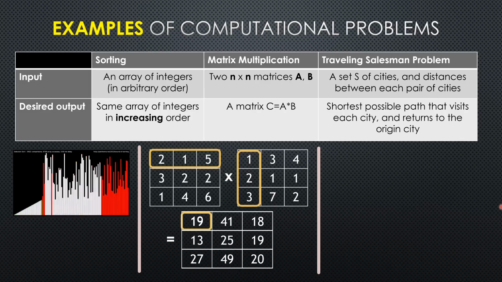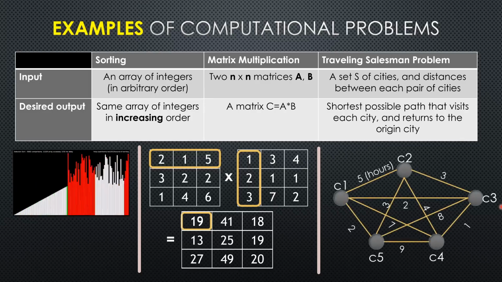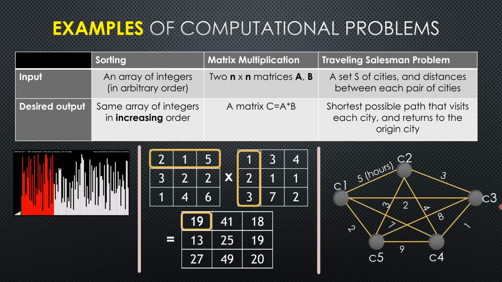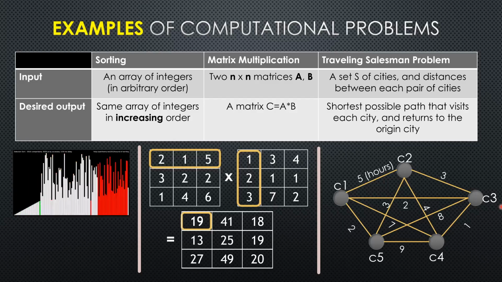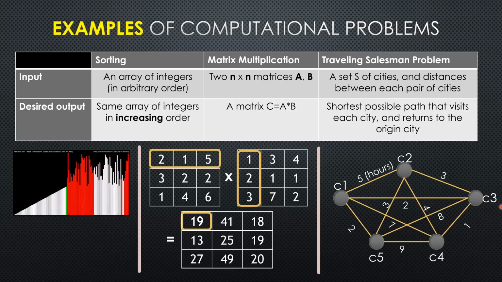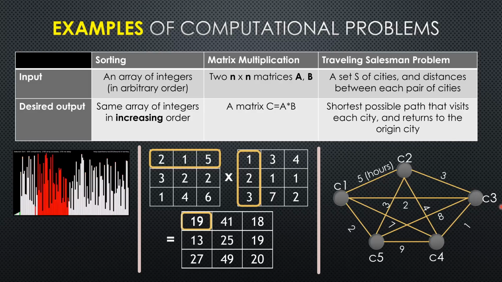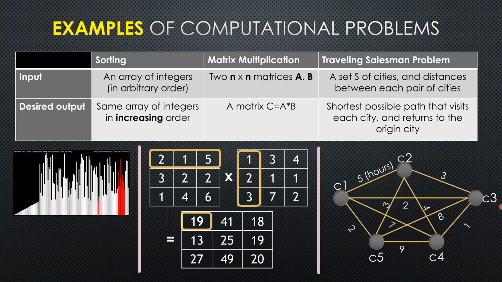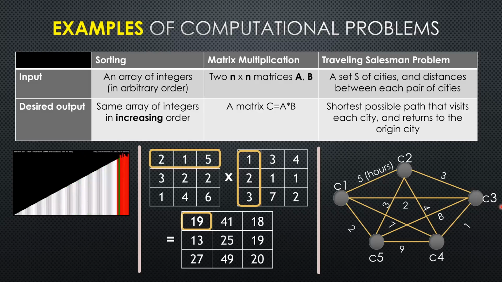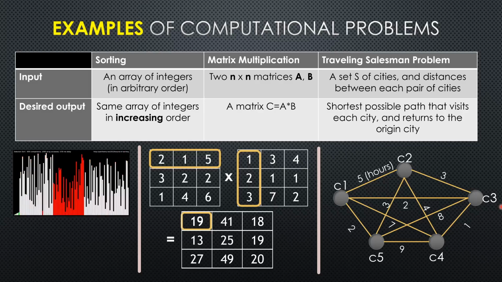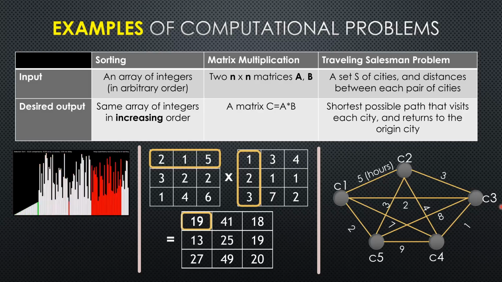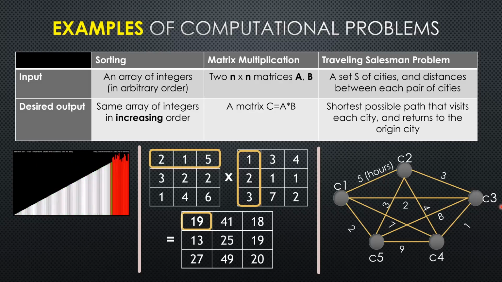And then we might have, as a more subtle example, the traveling salesman problem, where you take as input a set S of cities and distances between each pair of cities. This doesn't necessarily have to be a strongly connected graph, but in my diagram here it is. And your output is the shortest possible path that visits each city and returns to the origin city. And so, this is a problem that sees applications in, for example, package delivery, scheduling the order of destinations for food delivery like Uber Eats and so on.